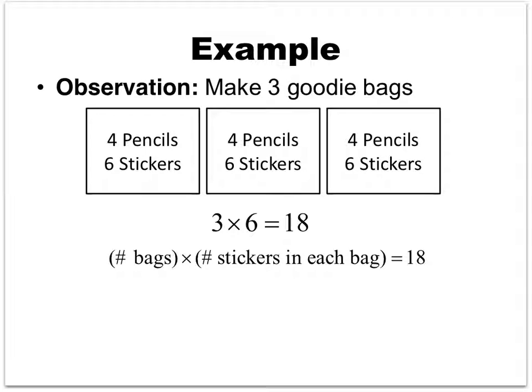Likewise, in each of these bags we have 6 stickers. So 3 bags or 3 groups times 6 stickers in each bag equals 18, which is our total number of stickers. So again, we see that the number of bags times the number of stickers in each bag has to equal 18, our total number of stickers.